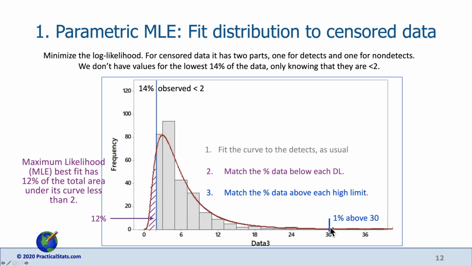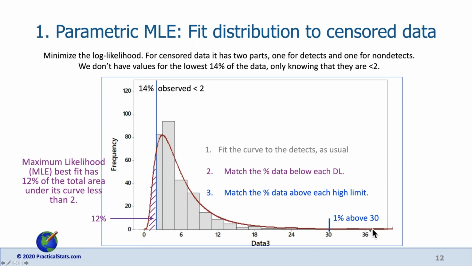And that's probably because of this up here. I made 2 of the data points greater than 30s. There's about 200 data points, so that's about 1%. So there's 1% of the data above 30, and it wants to fit that in here at 1%. And if it pulled this back to make that 14%, it would not have the 1%. So it's mathematically giving you the best fit.